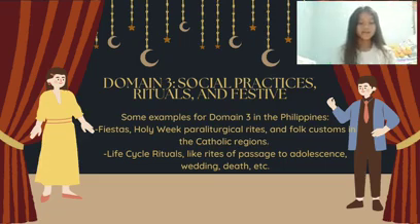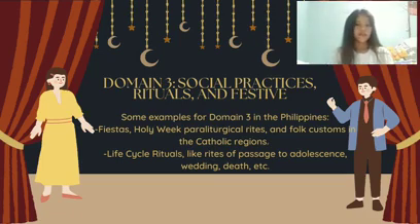The third domain is called social practices, rituals, and festive events. These are the activities that structure the lives of communities and are shared by members. For example, initiation rites, burial ceremonies, seasonal carnivals, and harvest celebrations. Some examples for the Philippines include fiestas, Holy Week, paraliturgical rites, and folk customs in the Catholic regions. Life cycle rituals like rites of passage to adolescence, wedding, death, and many more.